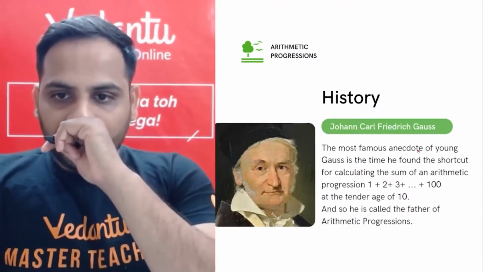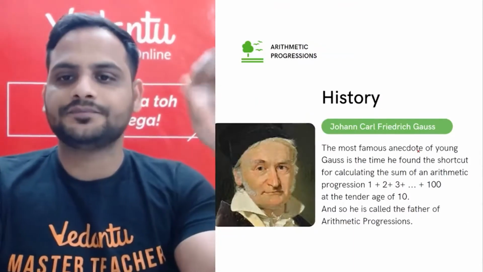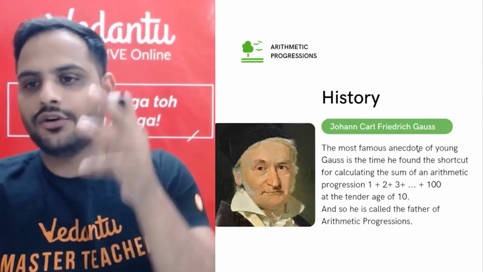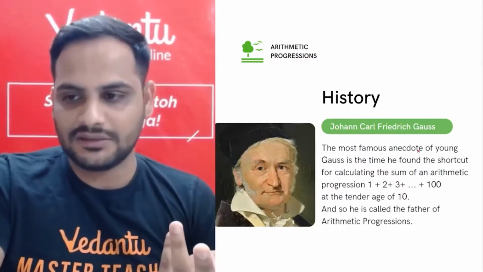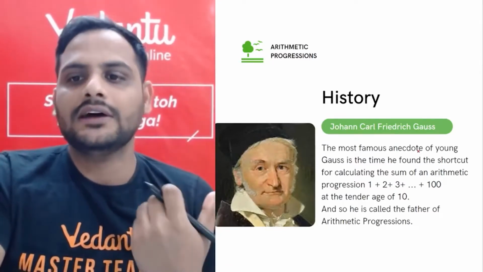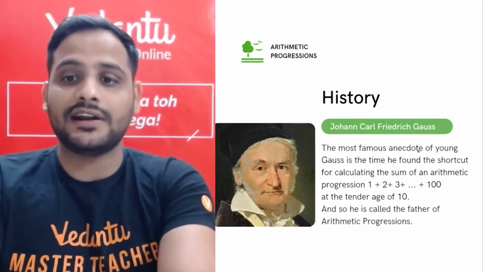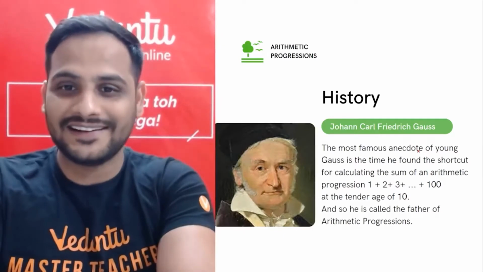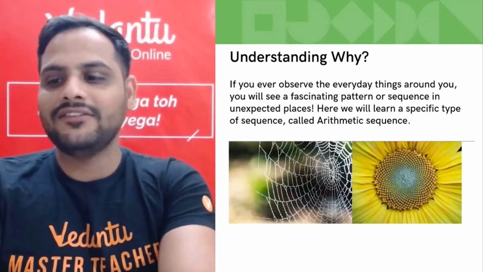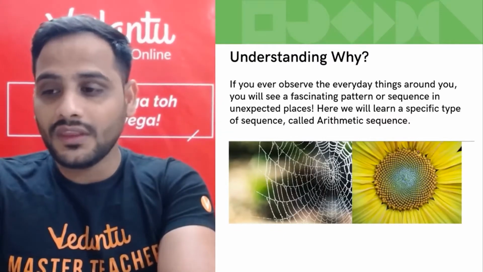Now, if I talk about history, Johann Carl Friedrich Gauss is called the father of arithmetic progression because he found a shortcut for calculating the sum of an arithmetic progression, that too at the tender age of 10. Very amazing fact, right? All right. Now, why are we studying arithmetic progression?